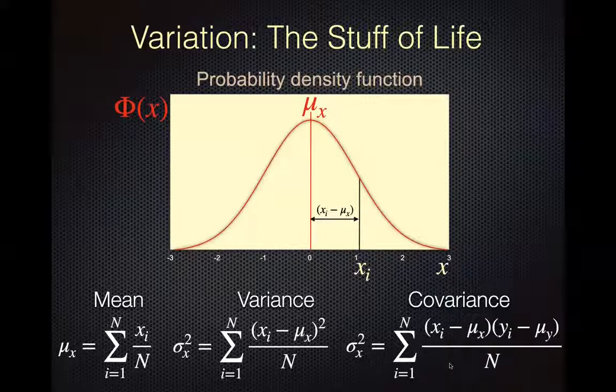Finally, in the case that you have two variables, what you do is take a cross product where you take the difference of the first variable from its mean and multiply that by the difference between the second variable and its mean, and again, divide by the number of observations in the sample. So these are basically per person types of measures of what the average score is, what the variation is, and what the covariation is in your sample.